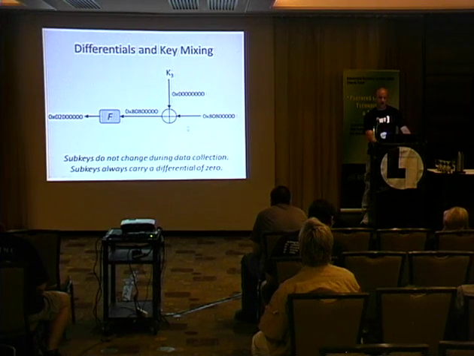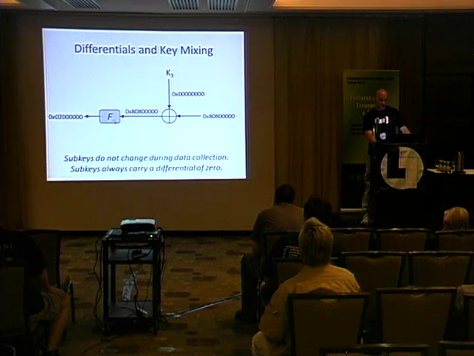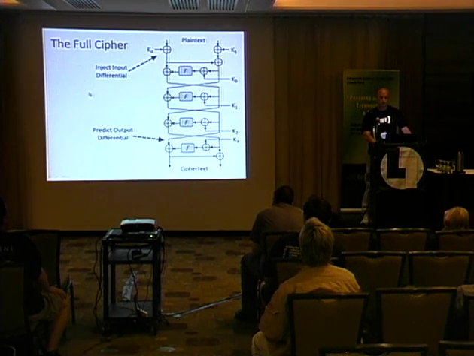So that goes into the XOR. The 80-80 XOR with 0 gives us 80-80. It goes to the F box, and it gives us the output differential of 2. That's the whole thing.